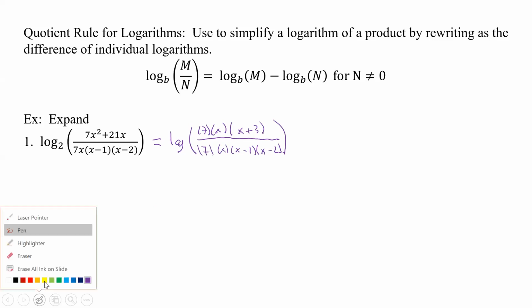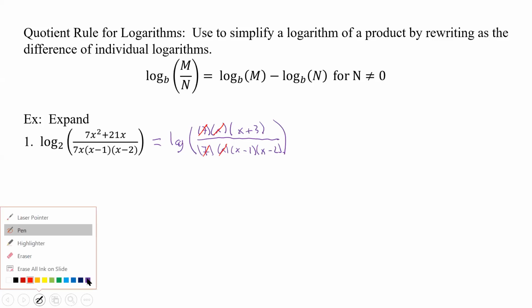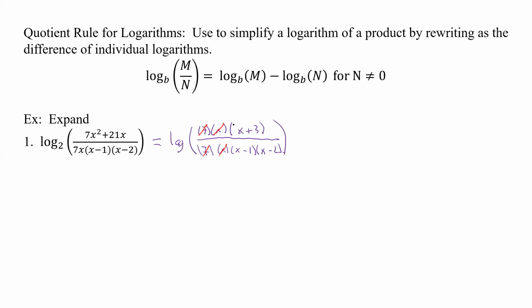And so that's where we're at this point. Now, like I said, we'll want to cancel anything that can cancel. So our 7 cancels that 7, that x cancels that x. None of those can cancel, so we're done with the cancellation. And now we can write it. Now, remember, it's going to be the log of the numerator. So that's going to be log of x plus 3 minus each of those is going to be a log of that.